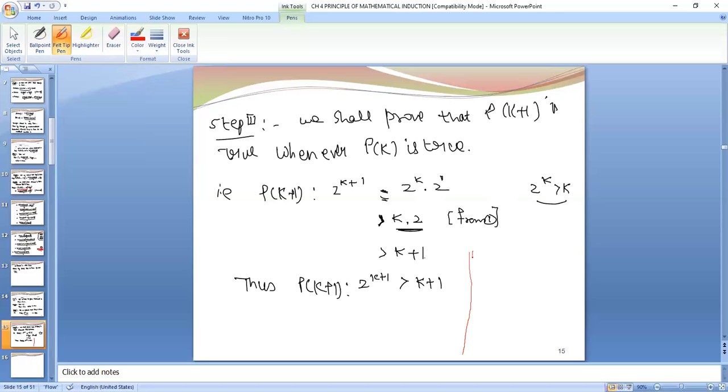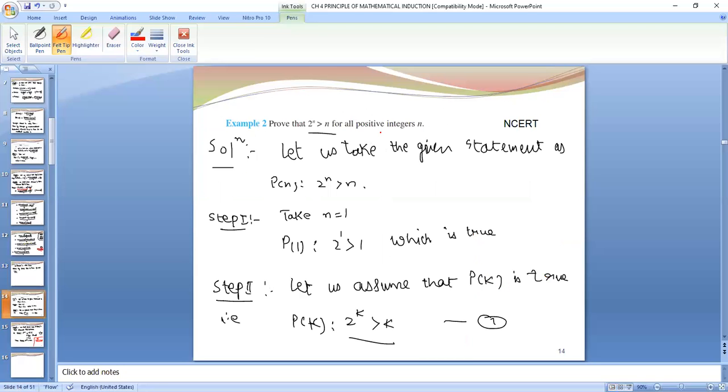Okay. So now this is what, 2k, right? 2k means k plus k. Now we have already taken all positive integers n. Whatever k will be, it will be a positive integer n.